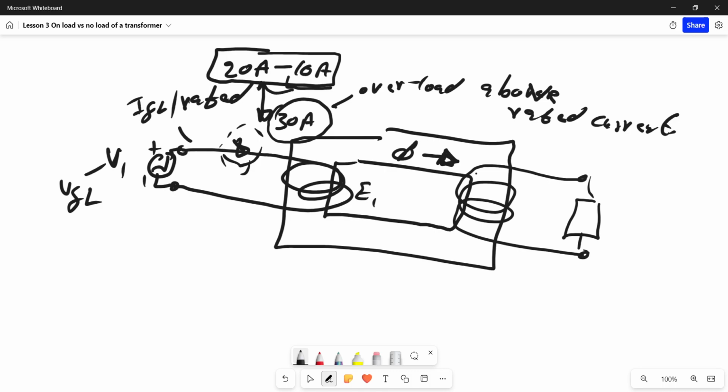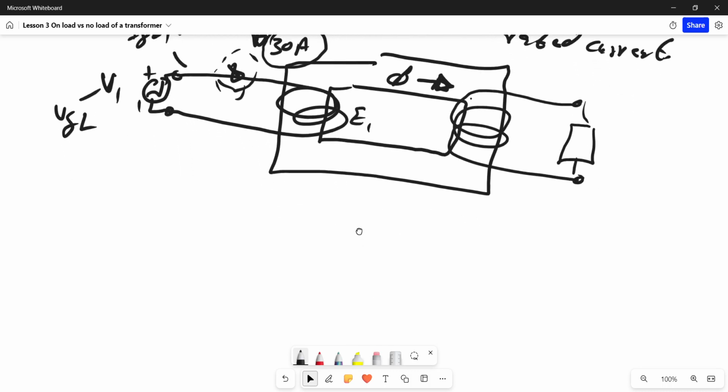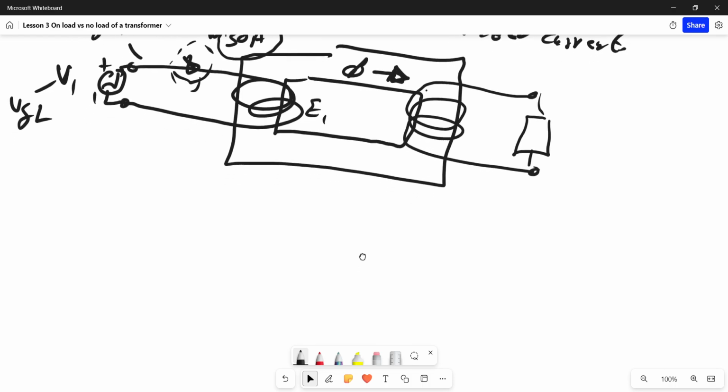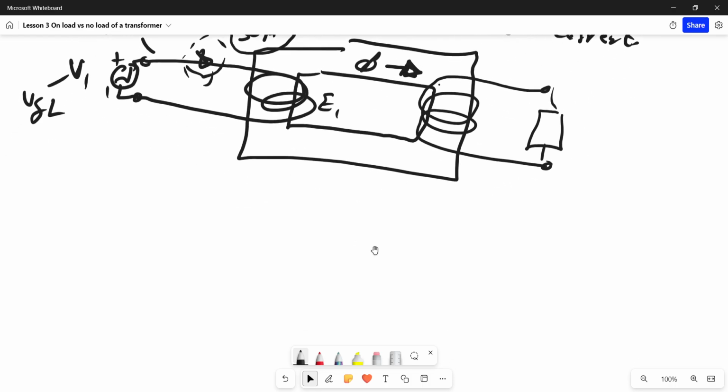Okay, so it is above rated current. Rated current is 20 amps. Now you'll realize that because of the decrease of E1, V1 releases an extra 10 amps. So the current that's flowing is 30 amps now. It's above the rated. This is how V1 tries to compensate.